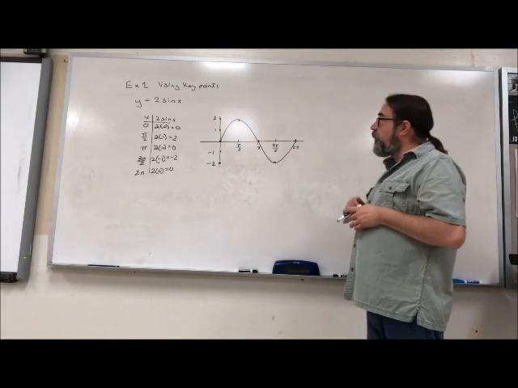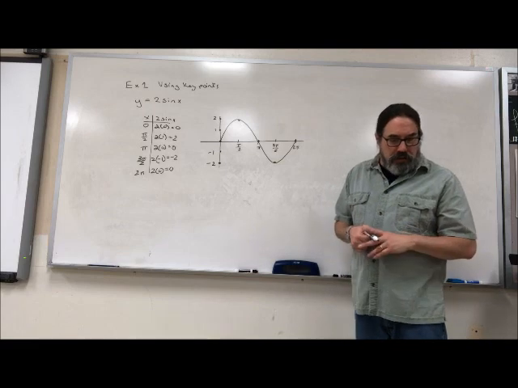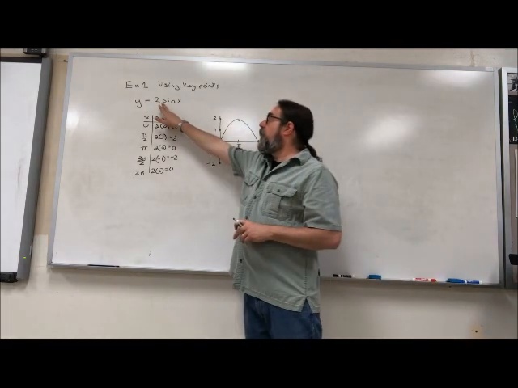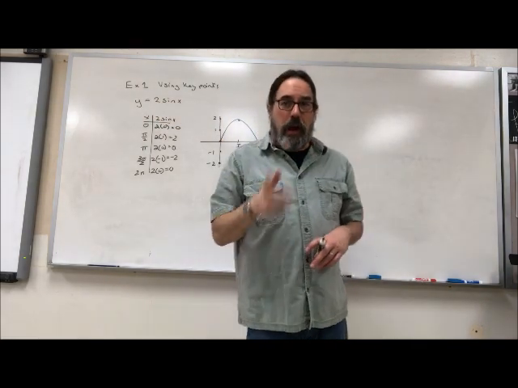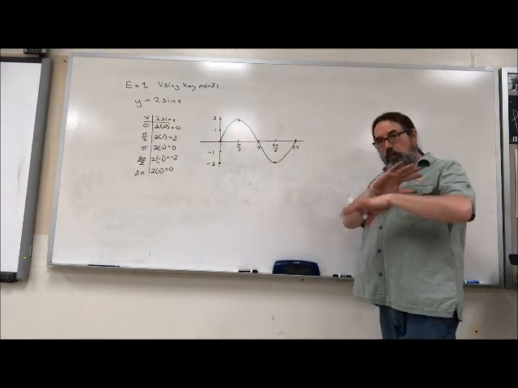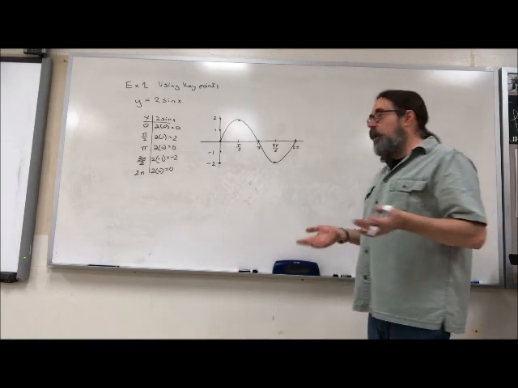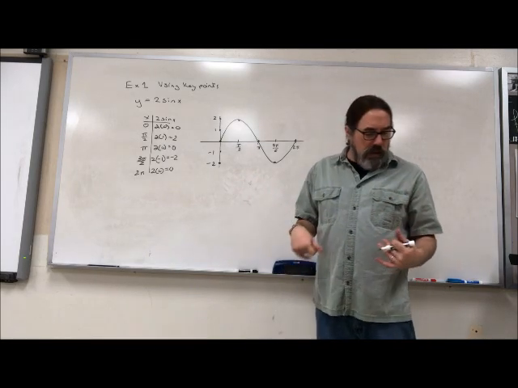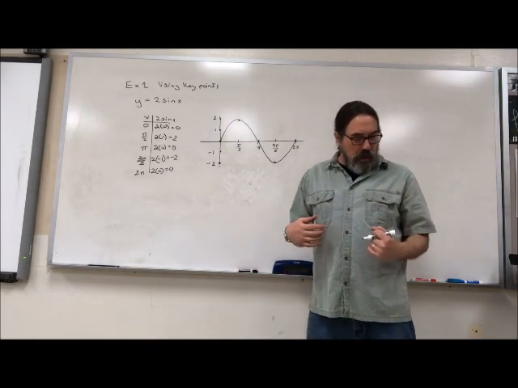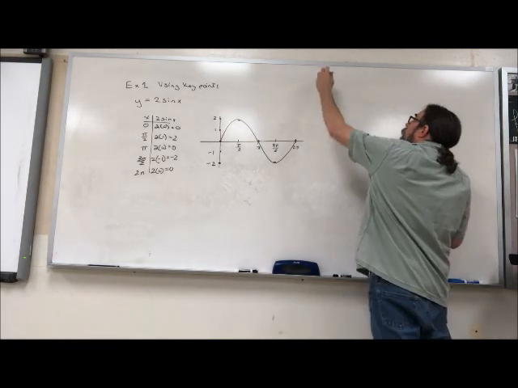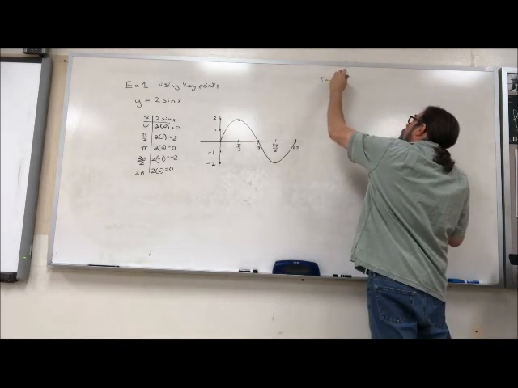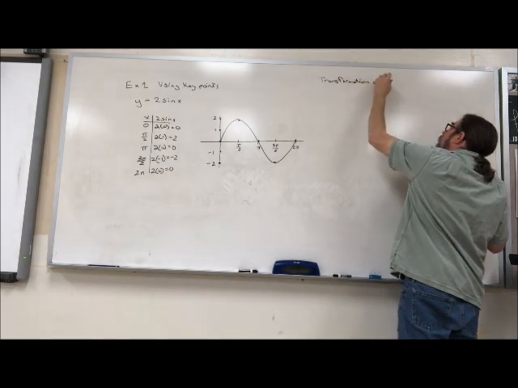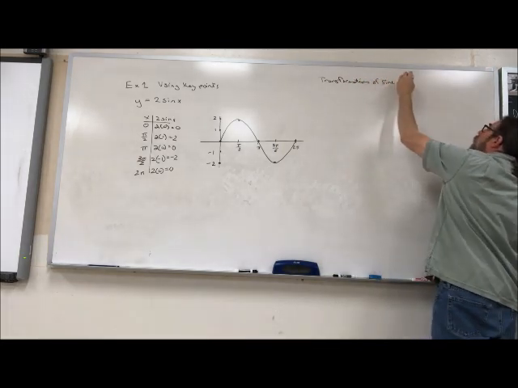So this is y equals 2 sine x, and we graphed it using key points. Now, this number here, 2, is something that we're going to call the amplitude, and I'm going to get into that in a second. But before I do that, in general, I want to talk about how we're going to transform sine and cosine functions. So, transformations of sine and cosine functions.